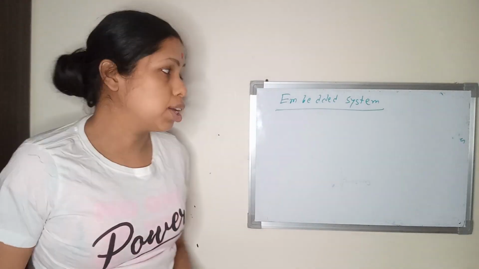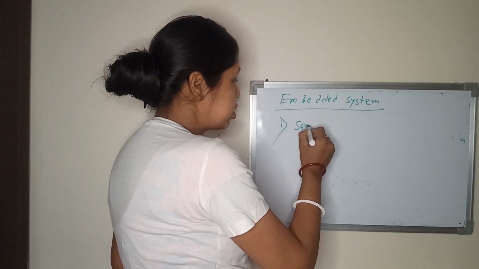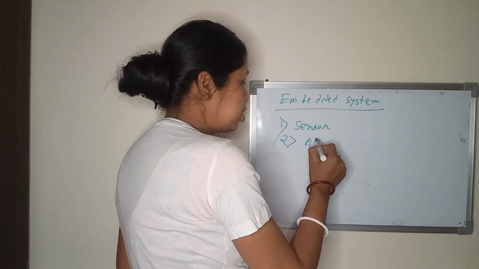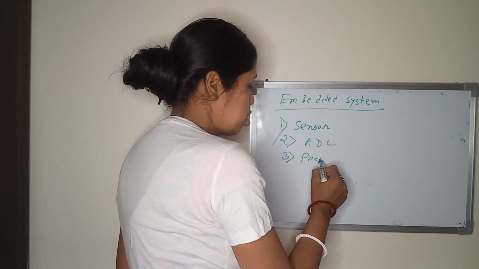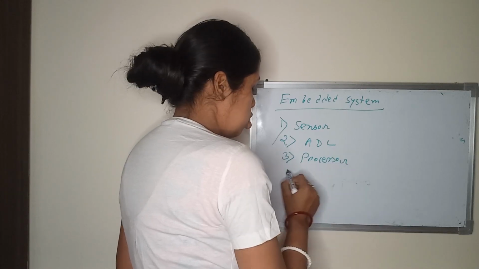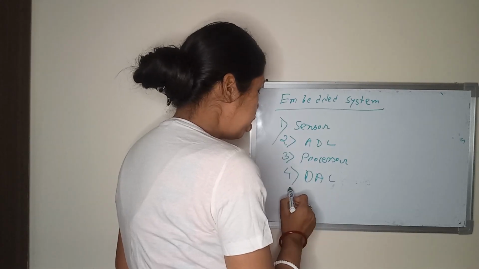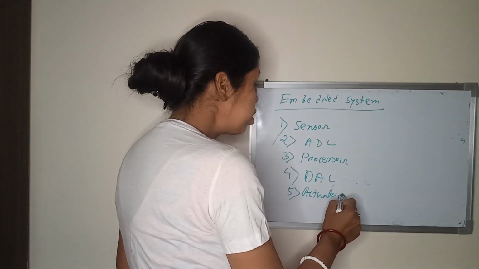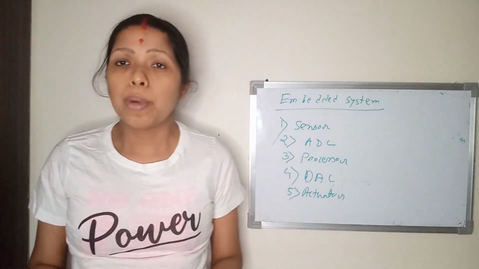Okay, so what are the main components in an embedded system that I am writing now? First is the sensor. Second, ADC, analog to digital converter. Third, processor. Fourth, DAC, digital to analog converter. Fifth, actuator. What is the function of each of these? This I will discuss in this lecture today, but not now, later.